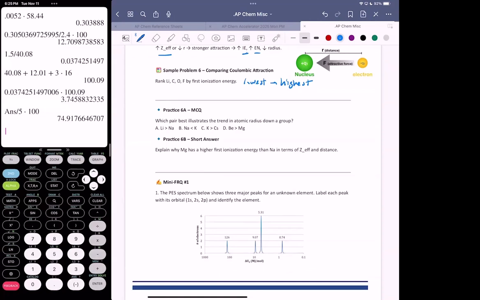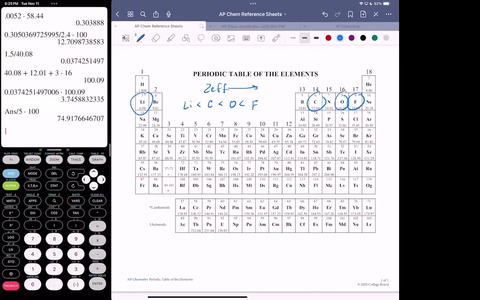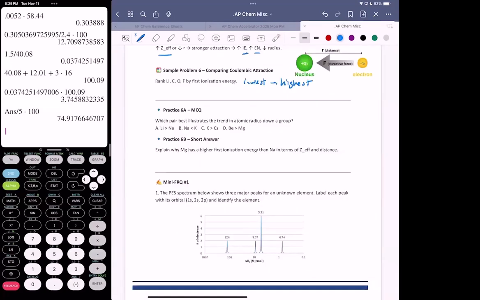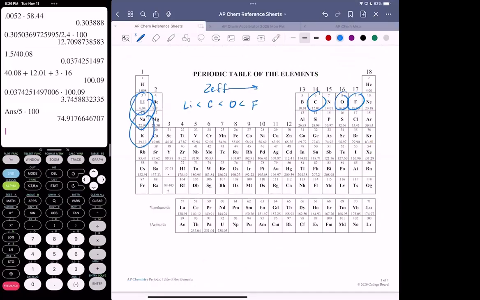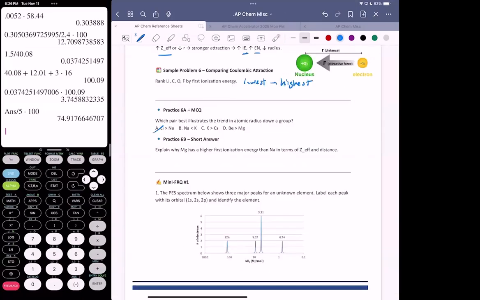So is lithium larger than sodium? No, lithium is above sodium, so lithium is smaller than sodium. Is sodium smaller than potassium? Yes, sodium is smaller than potassium, as sodium is above potassium. Let's look at the other ones to make sure. Is calcium larger than cesium? No, cesium's down here. Cesium is larger.